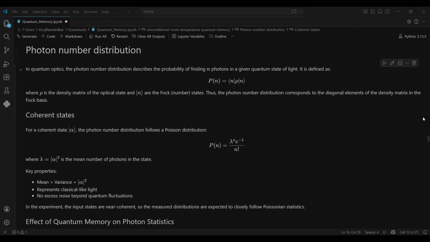For a coherent state, the photon number distribution follows a Poisson distribution. So the probability of finding n photons in our state is given by lambda raised to n, e raised to minus lambda, upon n factorial. Here lambda, which is equal to mod alpha squared, is the mean number of photons in the state. And for such a coherent state, the mean and variance in the number of photons are both equal to mod alpha squared. A coherent state represents classical-like light. So it is the closest possible state to a classical state, and it has no excess noise beyond quantum fluctuations. In our experiment, the input states are nearly coherent, so the measured distributions are expected to follow Poissonian statistics.